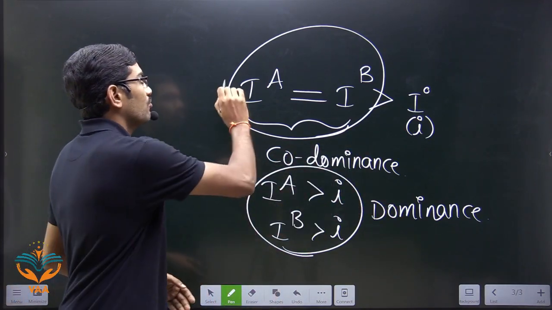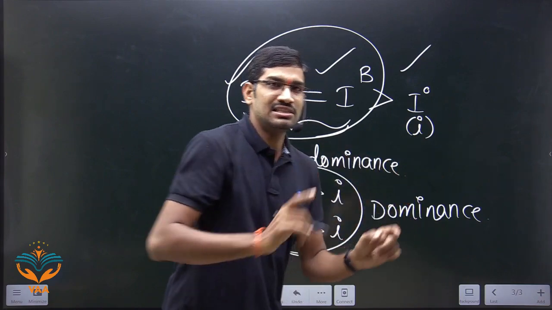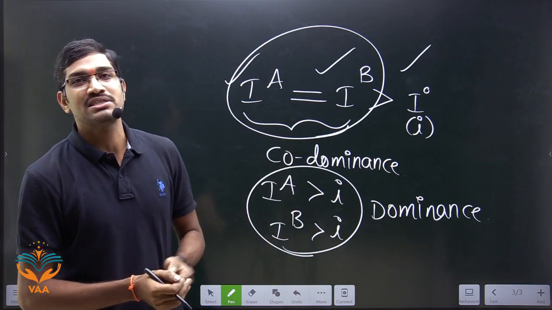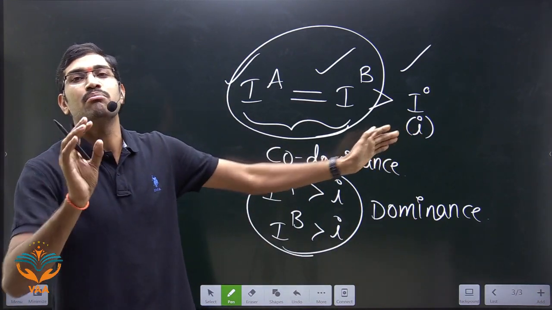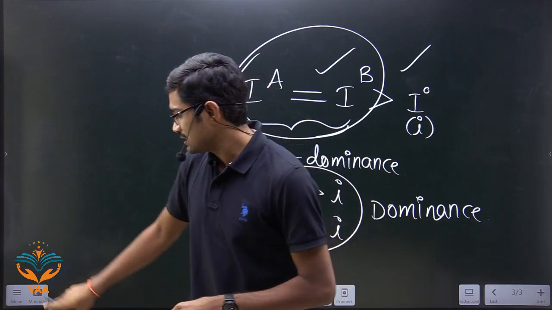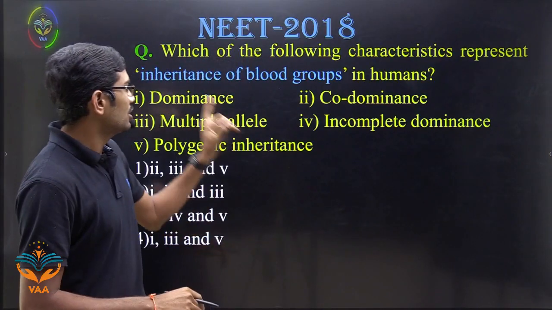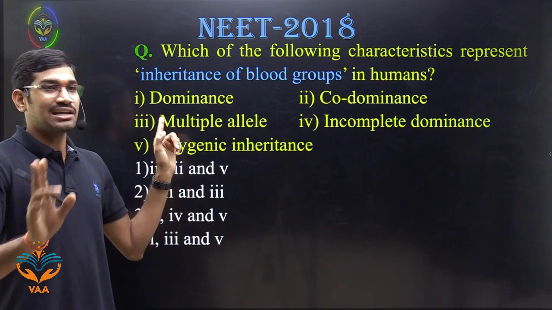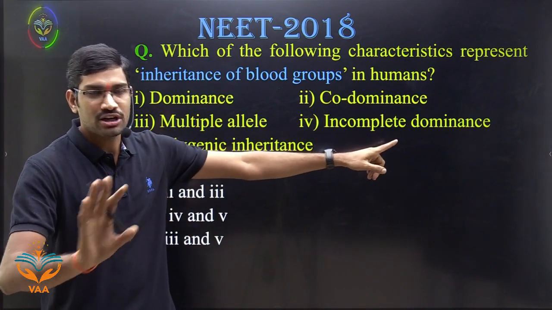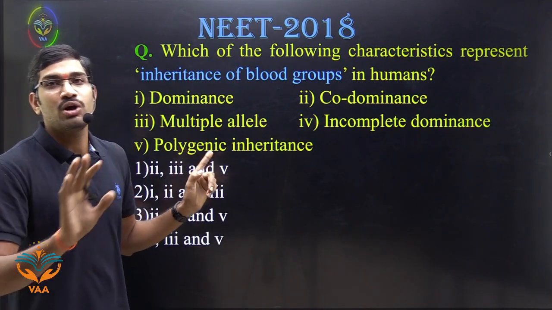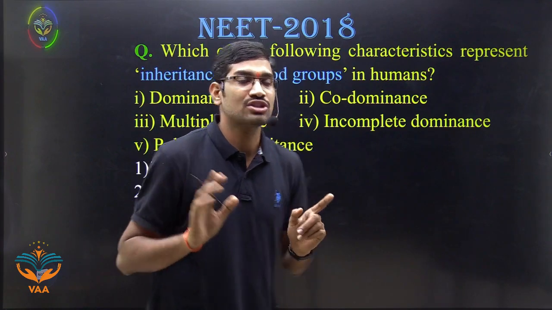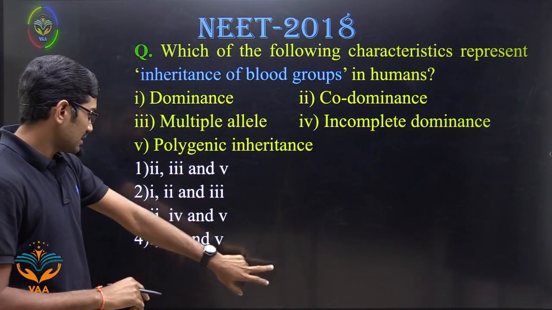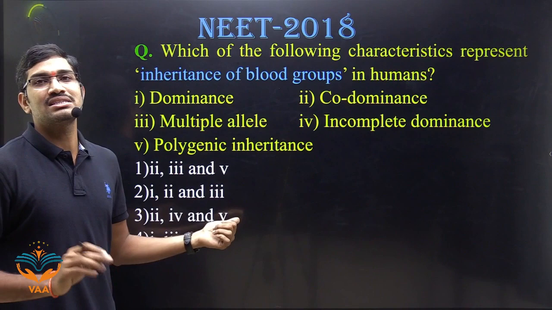And anyhow, 1, 2, 3 alleles: since more than 2 alleles are present, this is an example of multiple allelism. So these are the 3 things that we are actually observing here, so 1, 2, and 3 are correct. Incomplete dominance we are not observing, and this is not due to polygenic or quantitative inheritance. So that's why 1, 2, 3 is correct, and option 2 is the correct one.